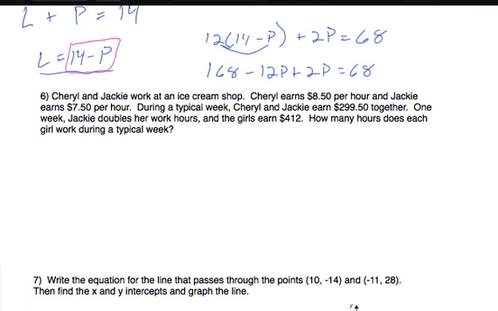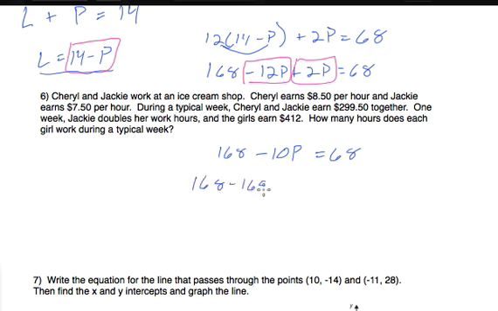Combine these like terms. Negative 12P and positive 2P gives us 168, and that's a negative 10P equals 68. I'm going to subtract 168 from both sides. 168 minus 168 minus 10P equals 68 minus 168. Well, this is interesting.